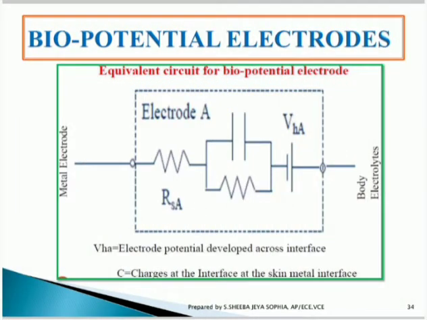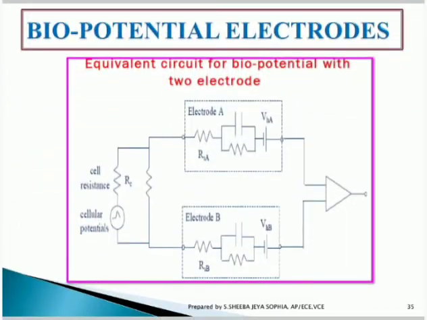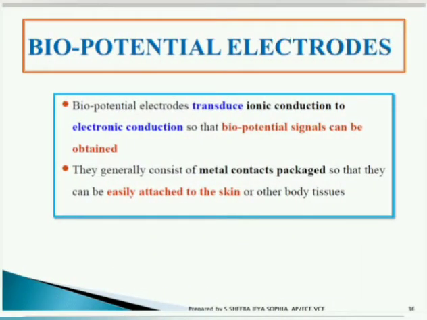Here you can see the equivalent circuit of biopotential electrodes, where E is the electrical potential developed across the interface, and C represents the charge at the interface at the metal and skin. Also, two-electrode biopotential measurement is available, where a reference electrode and a measuring electrode are used, and it compares the measured value with the reference value to find whether the patient is in a normal or abnormal condition. Biopotential electrodes transduce ionic conduction to electronic conduction so that biopotential signals can be obtained.